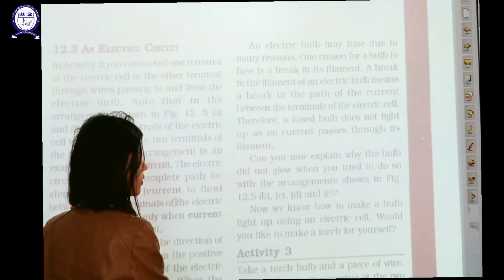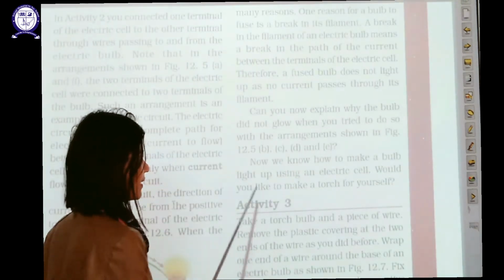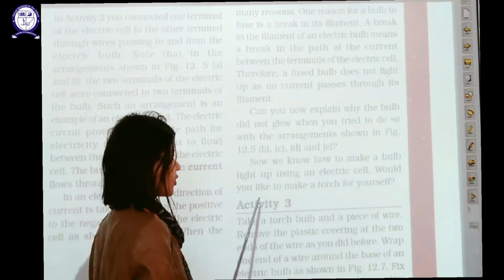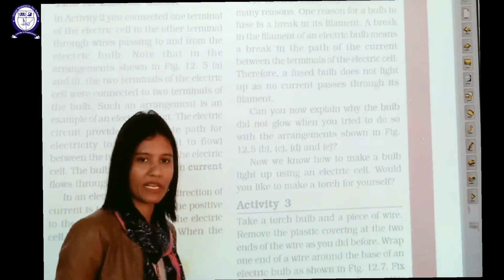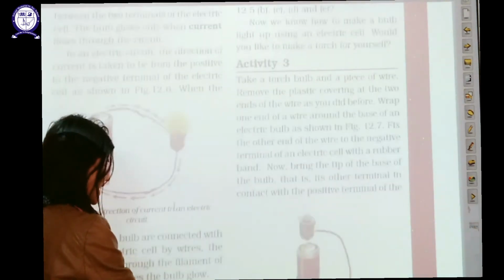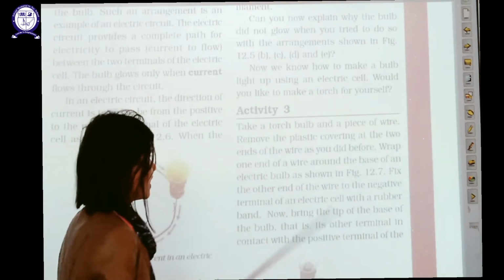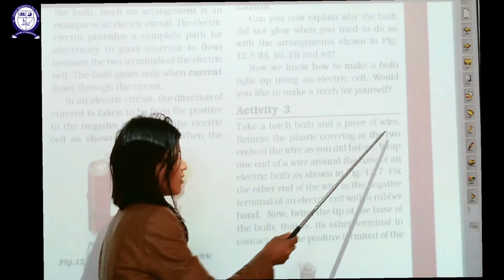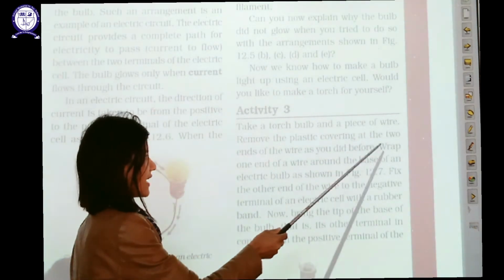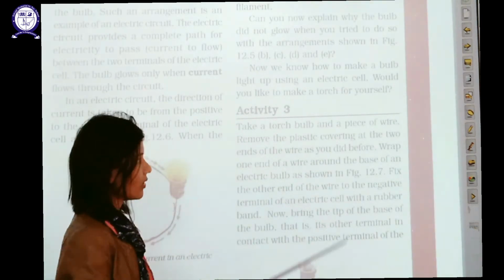Okay. Now we know how to make a bulb light up using an electric cell. Would you like to make a torch for yourself? You can make it. Okay. Let us study activity number 3. Take a torch bulb and a piece of wire. Remove the plastic covering at the two ends of the wire as you did before.